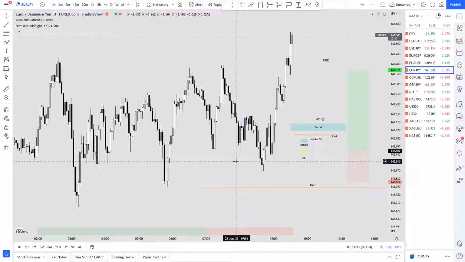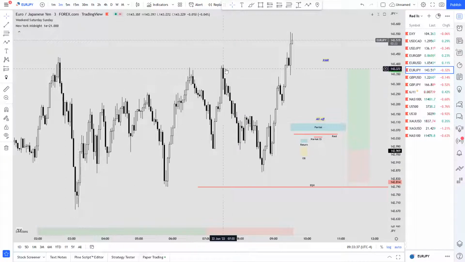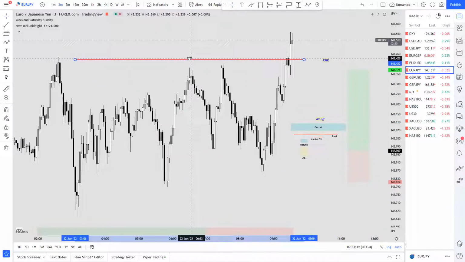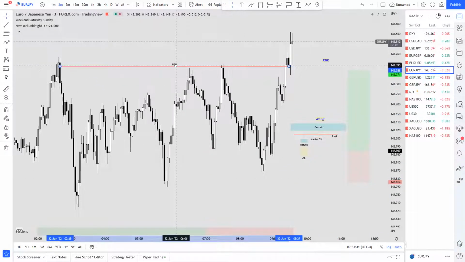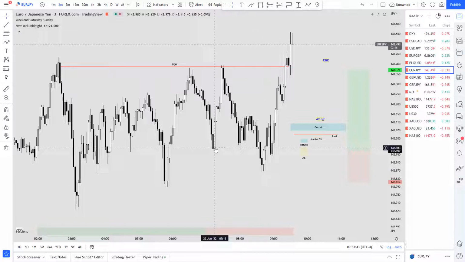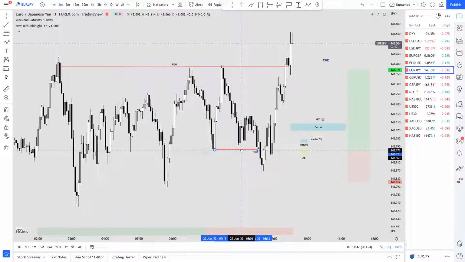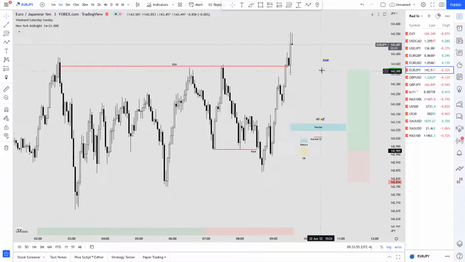First off, we have to find where the liquidity rests. So we've got relative equal highs up here, so we're going to put a line there, and we've got relative equal lows down here. So we're going to put a line there. Once it reached the equal lows, we call that a raid. Next thing we look for after the raid is the market structure shift.